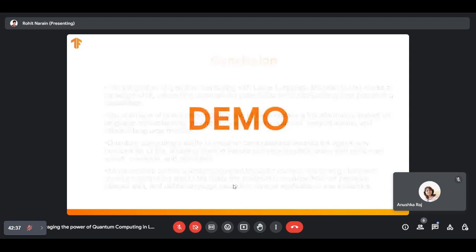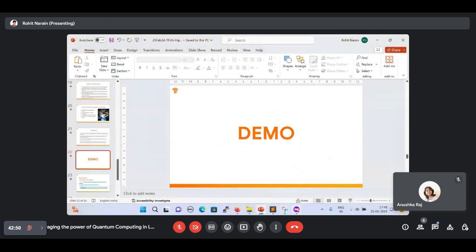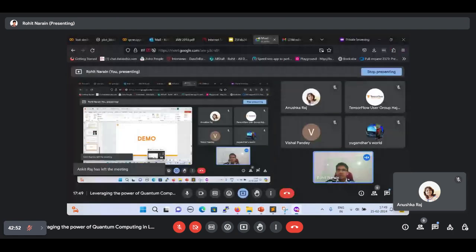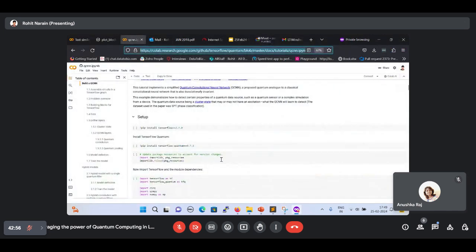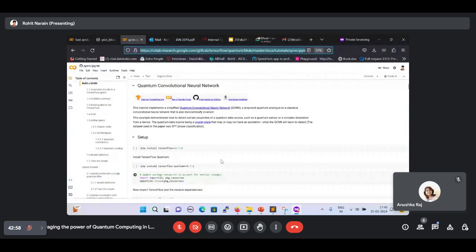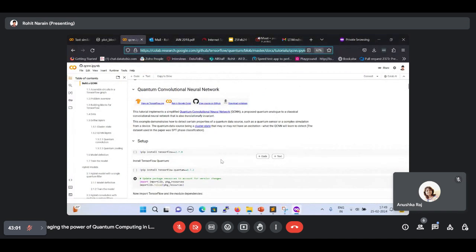So this is all about today's session. Now I'm going to showcase a shorter demo. If any one of you wants to start your quantum journey, or if you feel it's an interesting field in future, maybe you can start your quantum journey from here. In this code demo, I will show you how you can use quantum computing principles in a normal neural network.